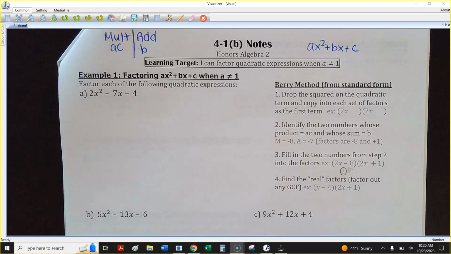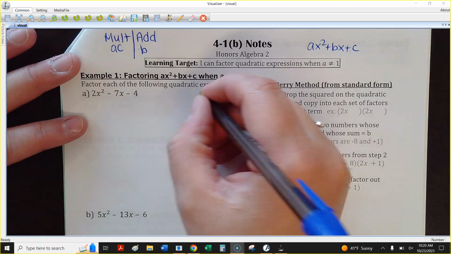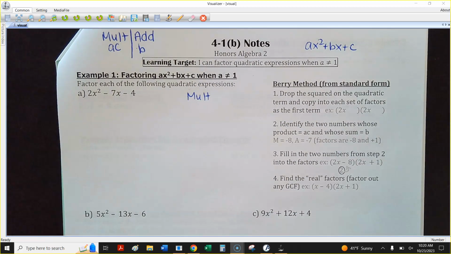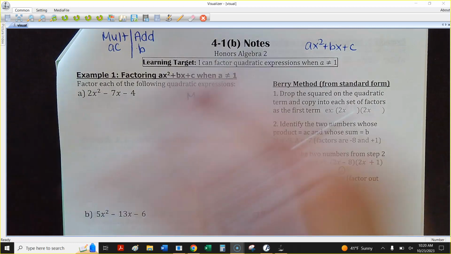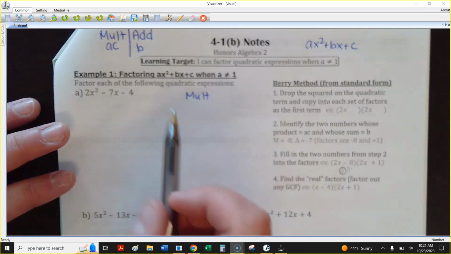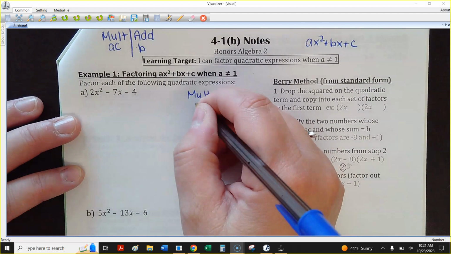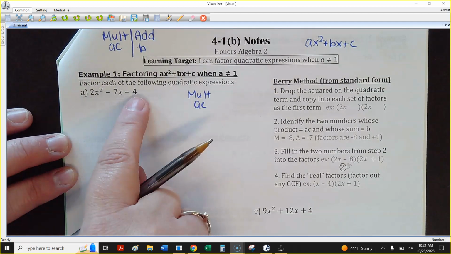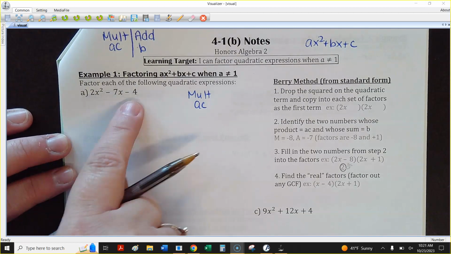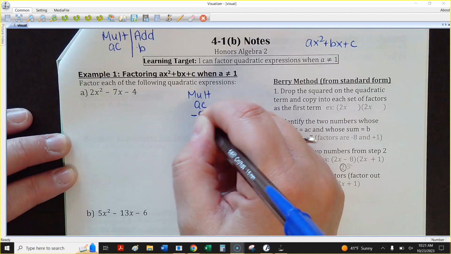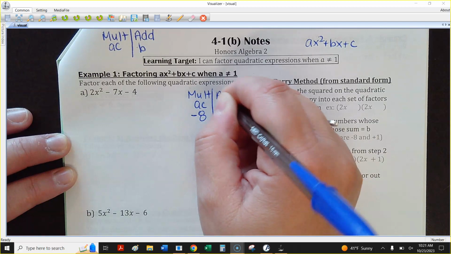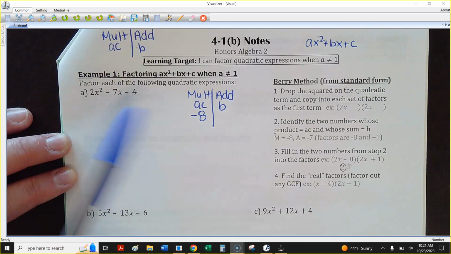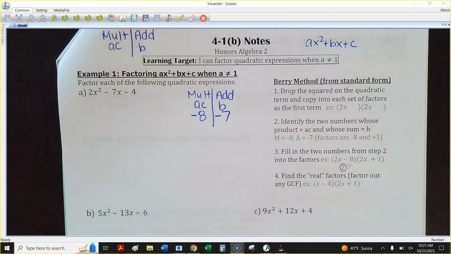All right, so this over here to the side is just a description of what I'm going to walk you through right now, just in case you want to go back and look at the process. So I'm going to multiply a times c here. So it's just the first coefficient times the constant. So just 2 times -4. So multiply to get -8. And I'm going to add to get that b value, which is just the number in the middle. So attached to your plain x, -7.